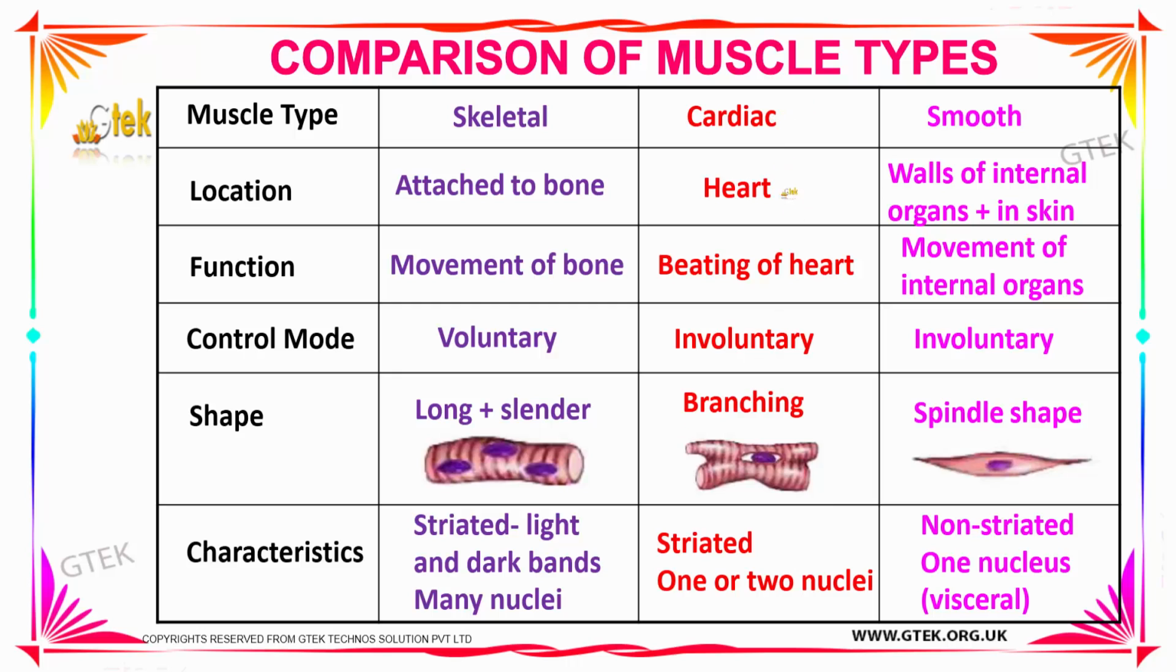Your cardiac muscles are located in the heart and their function is beating of the heart, that is, it helps in pumping of the blood. The control mode of your cardiac muscle is involuntary. And they have branches, and hence the shape of the cardiac muscle is branching. The characteristics of your cardiac muscle are that it is striated with one or two nuclei.